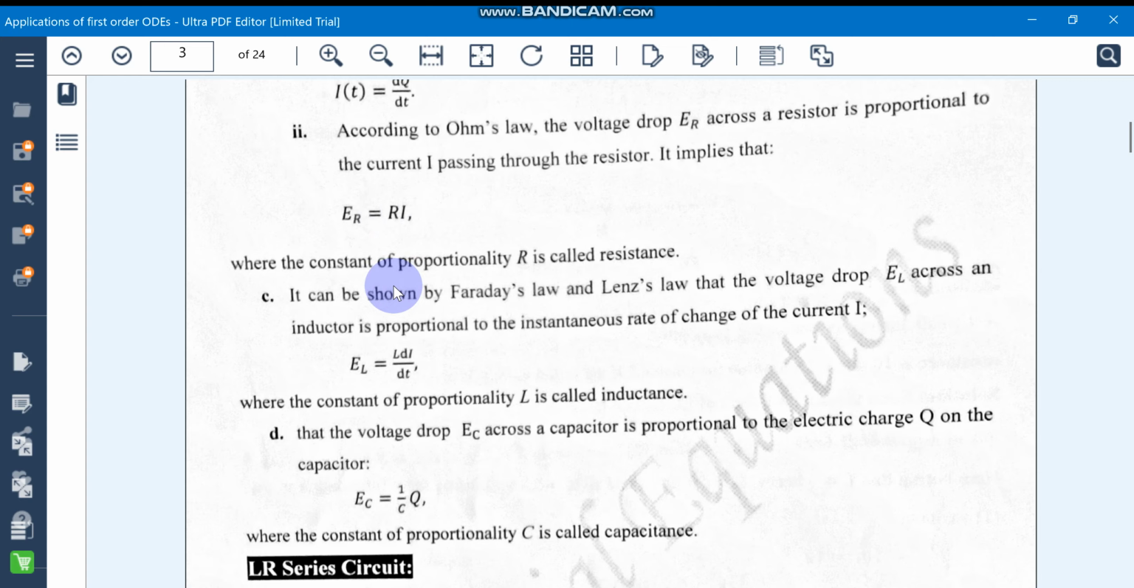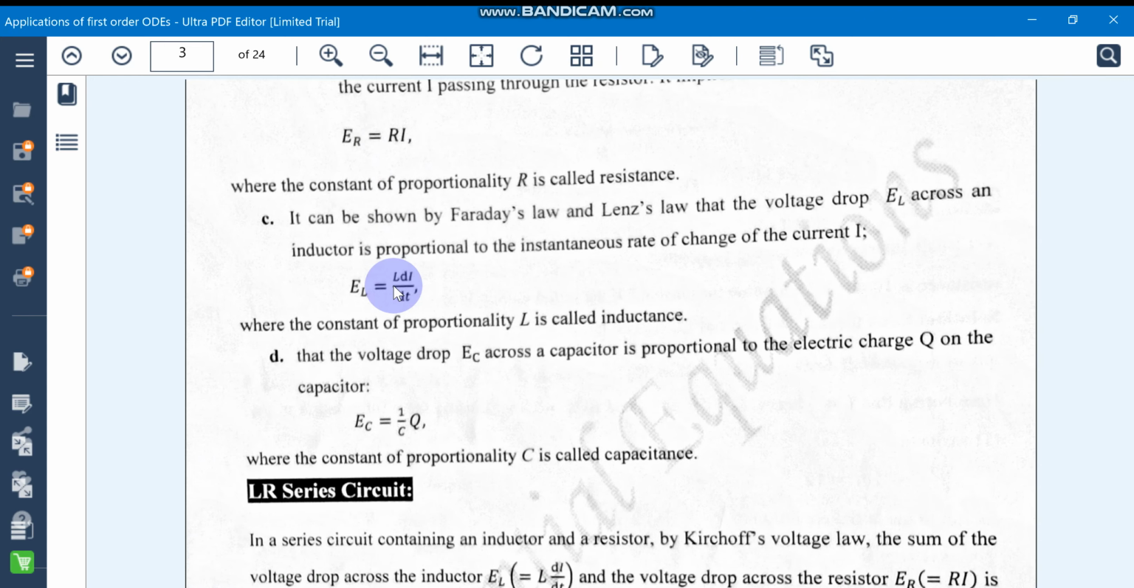And similarly, according to Faraday law and Lenz law, the voltage drop across an inductor is proportional to the instantaneous rate of change of the current. Meaning to say that the voltage drop across the inductor is given by L di by dt, where L is the inductance of the inductor and di by dt shows the instantaneous rate of change in the current with respect to time.